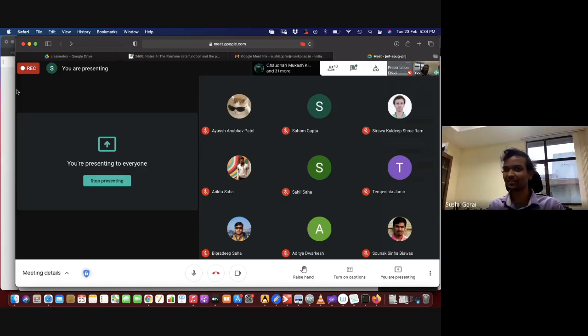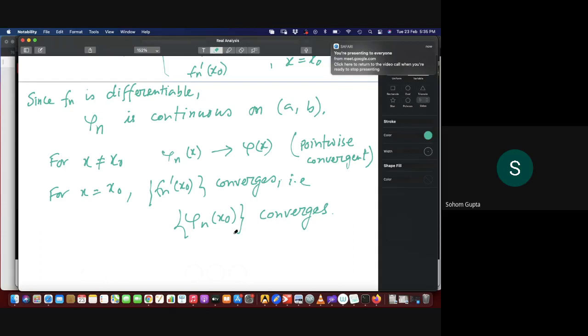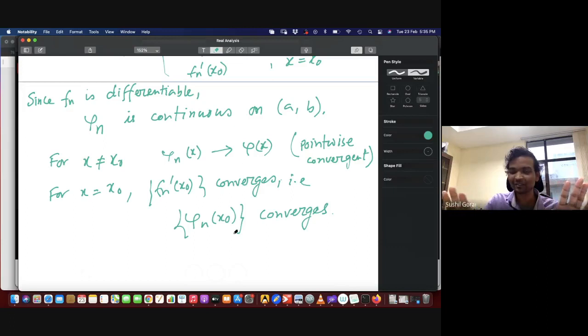Suppose it converges uniformly, then what can you say? Basically fn x minus f x is less than epsilon when n is greater than some capital N. No, let's not go into this complicated expression. Let's look at it in simple English. So phi n is a sequence of continuous functions, right? And suppose phi n converges uniformly. So what will be the limit function?